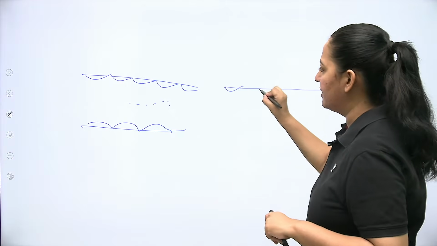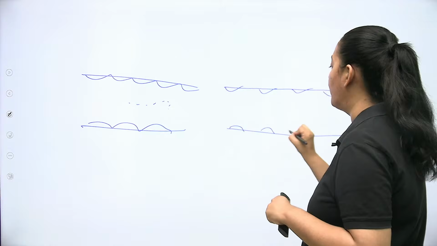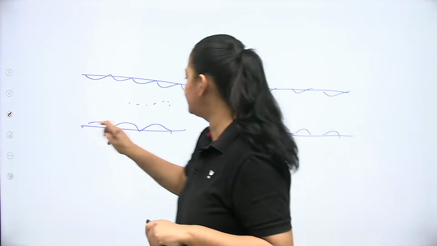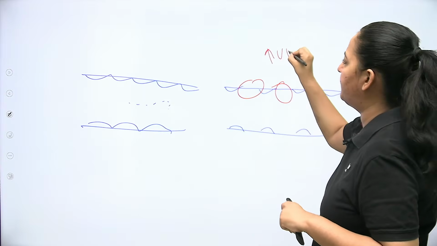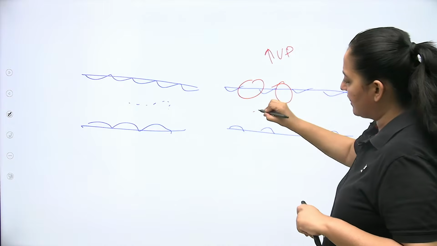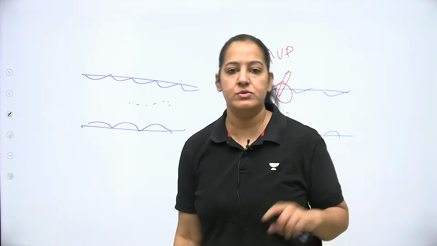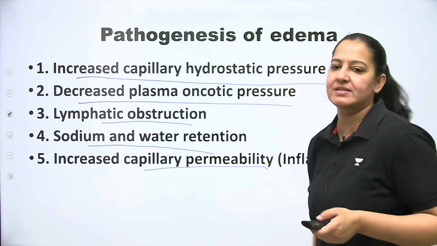Sometimes in inflammation, gaps are formed in the endothelial lining. Can you appreciate these gaps? These gaps formation is known as increased vascular permeability. So the fluid present here along with the protein will go out and it will form exudate type of edema. So this is the mechanism here. So these are the 5 reasons for the edema.